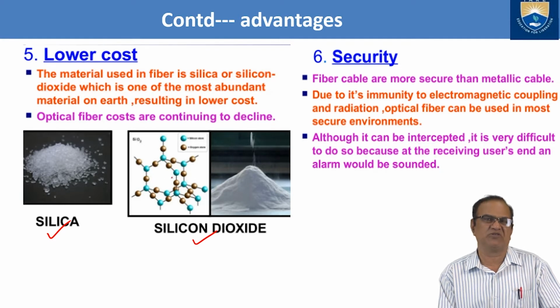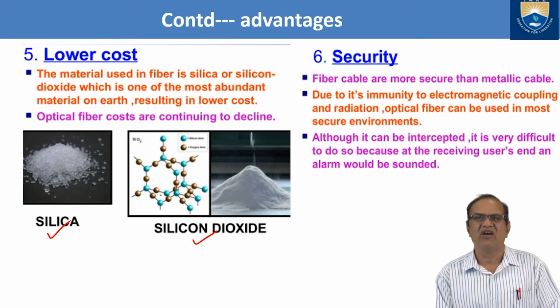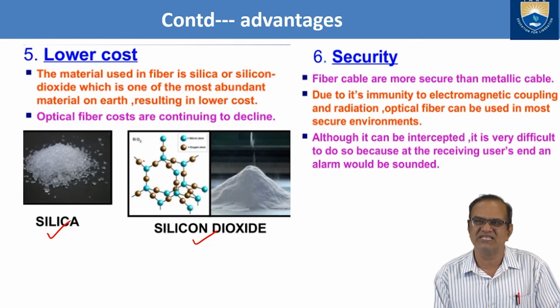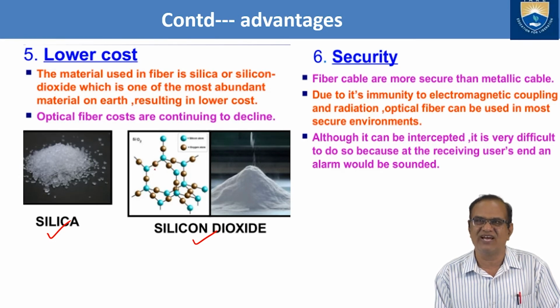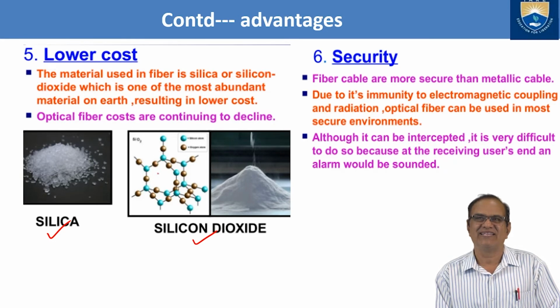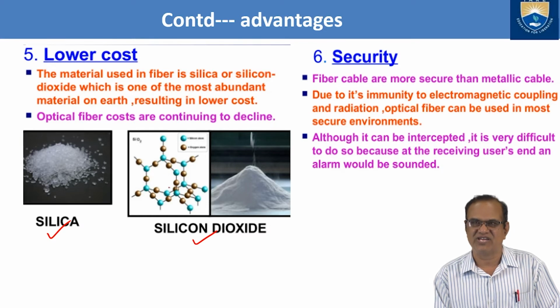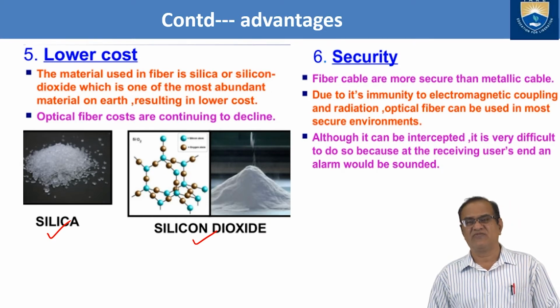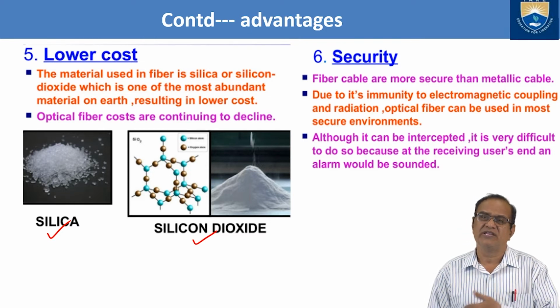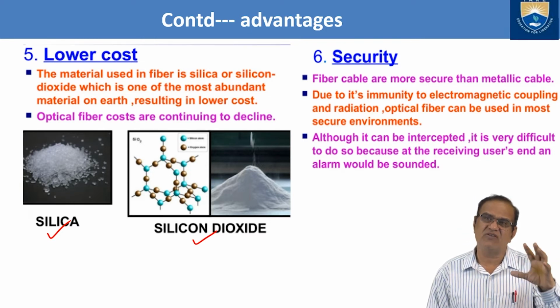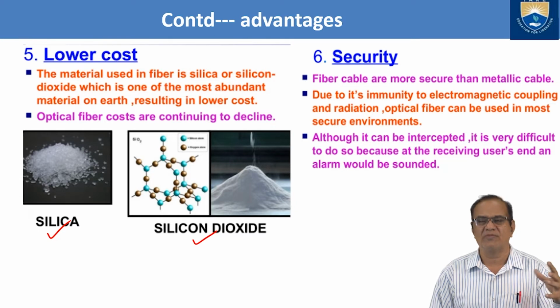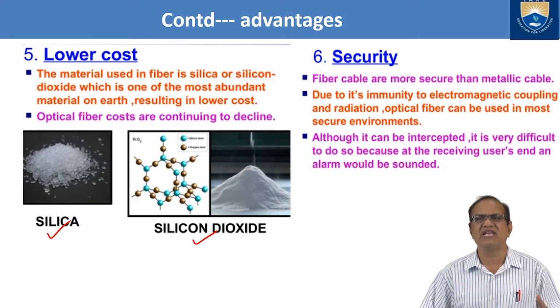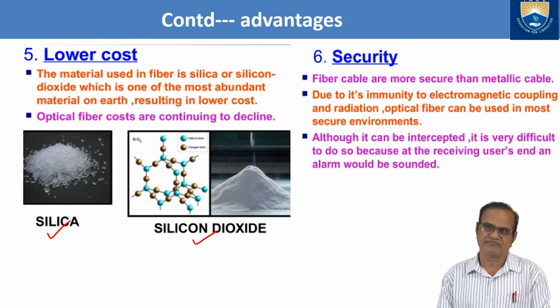Especially in India, we have a sufficient amount of silica everywhere on the river banks. There is no scarcity of silica and silicon dioxide. Okay, here it is shown. So it is very much available, and slowly the manufacturing cost is also coming down. So this will be abundantly available for all uses.